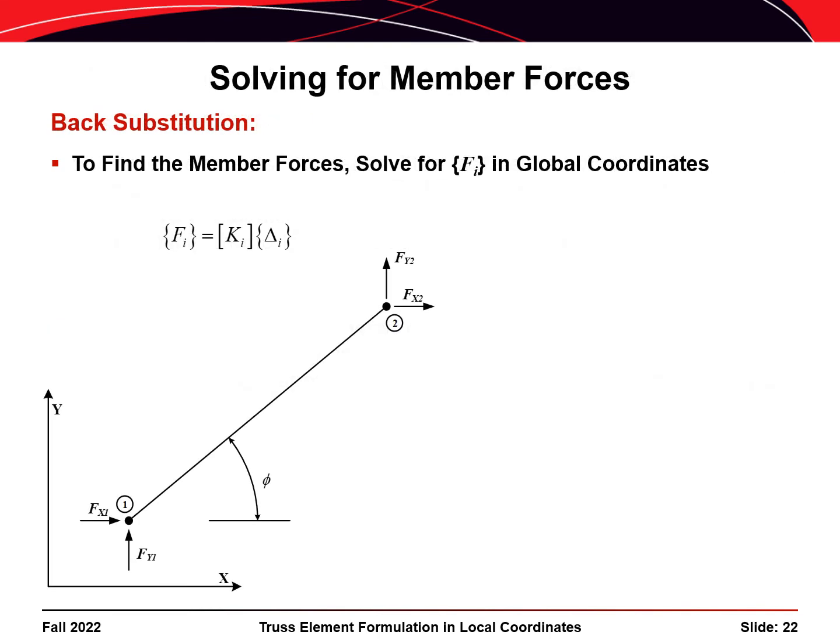After we've determined the stiffness matrix for each of the elements in our structure, have assembled the global stiffness matrix, and then gone through the process of solving for the global nodal displacements, we use the process of back substitution to solve for the member end actions and then finally for the member internal forces. The matrix capital F sub i represents the member end actions for the ith member.